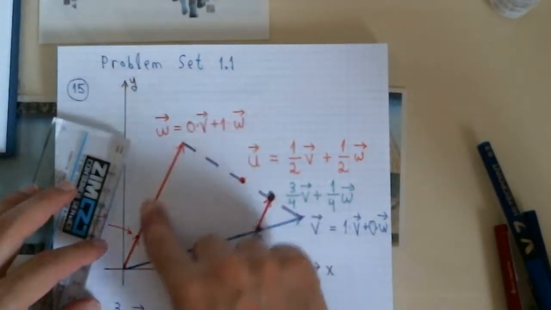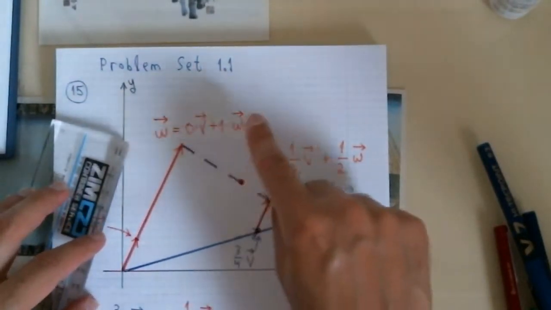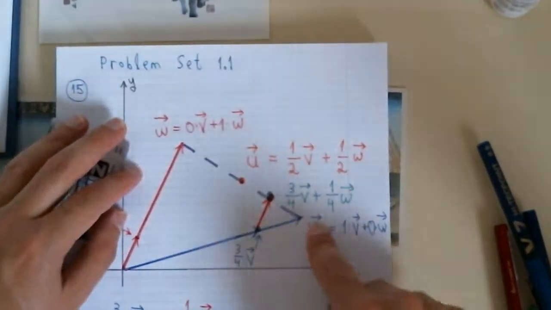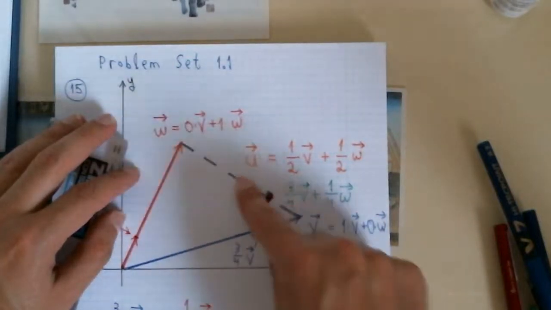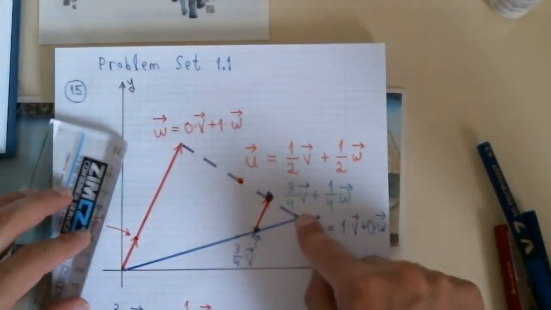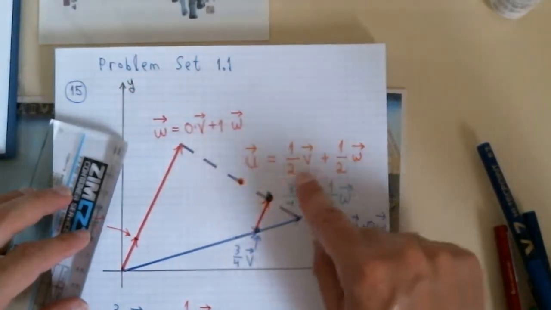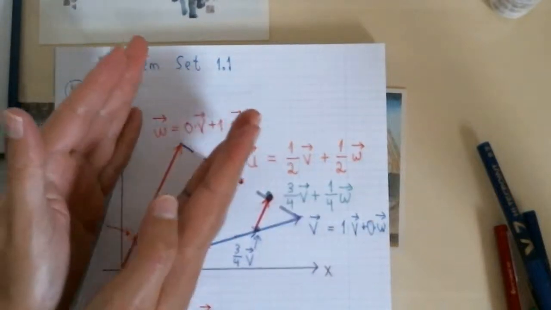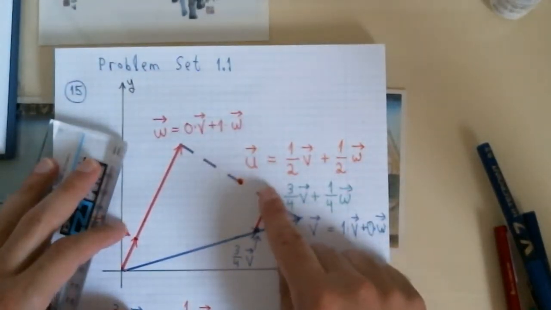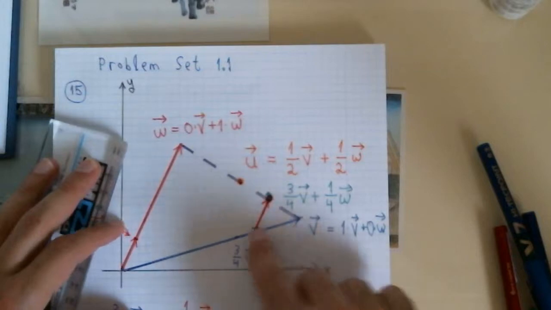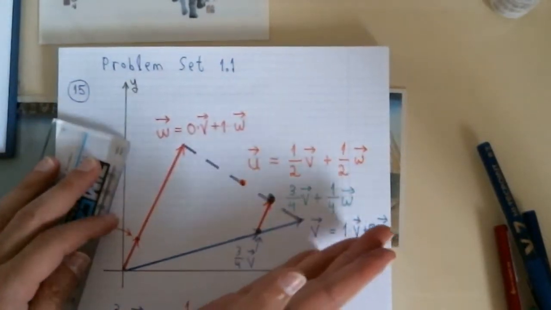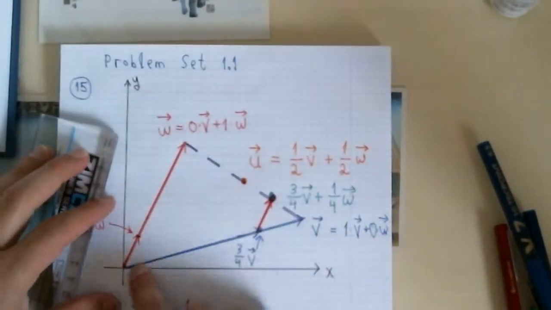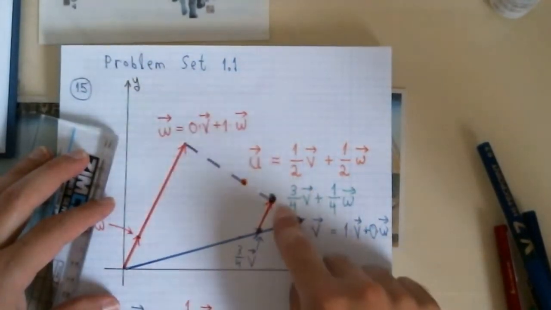So here only W takes part and V doesn't play a part at all. In all the middle points on this line between the end of V and the end of W, in this point in U, V and W each take an equal part. V has as much influence as W, so V tries to take it to this side, W tries to take it to this side, and they meet in the middle of the line.